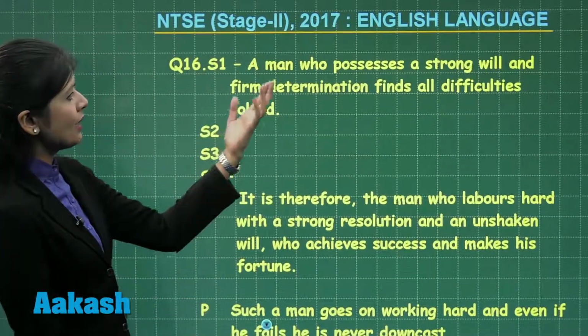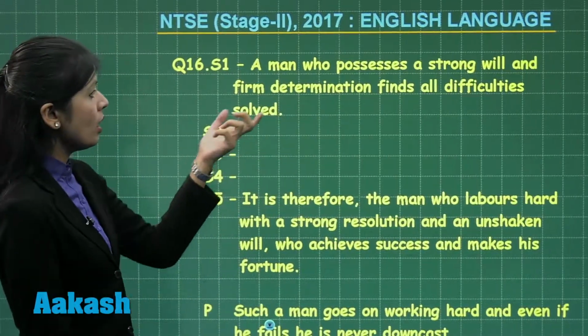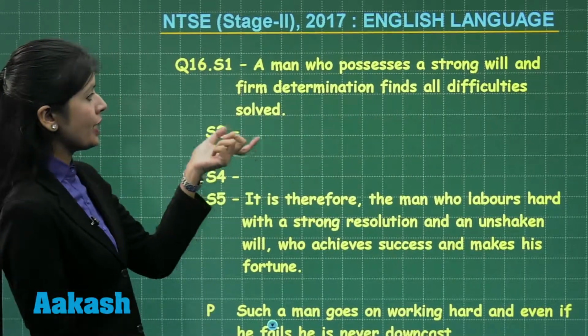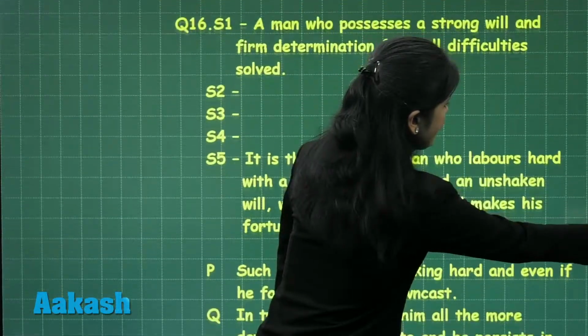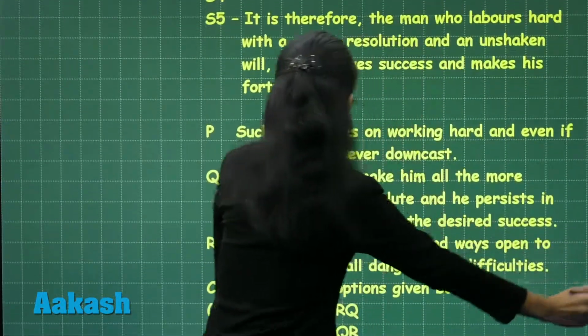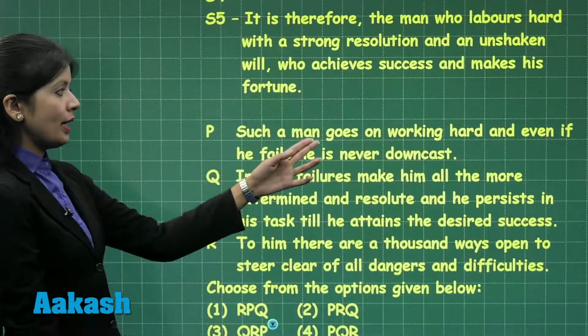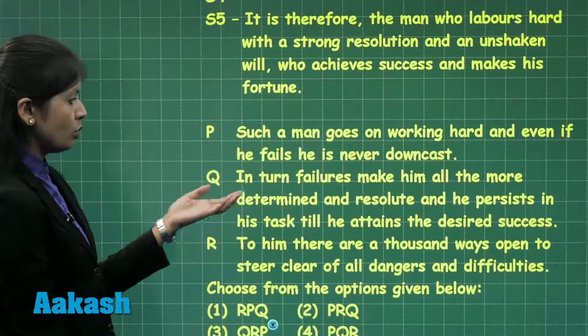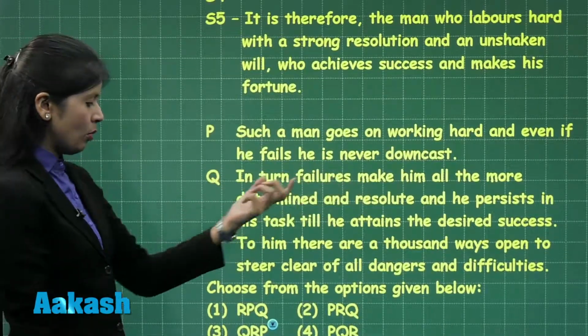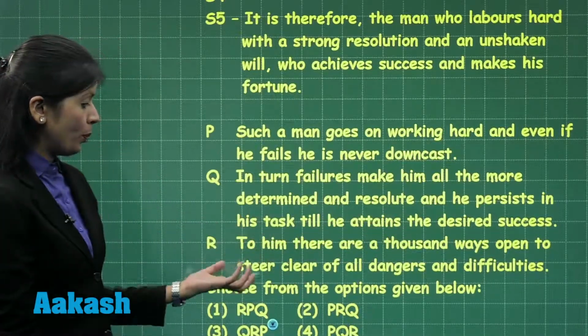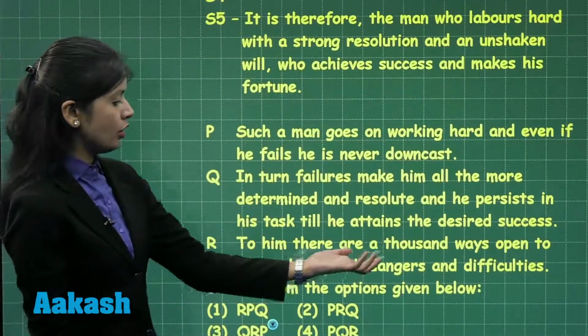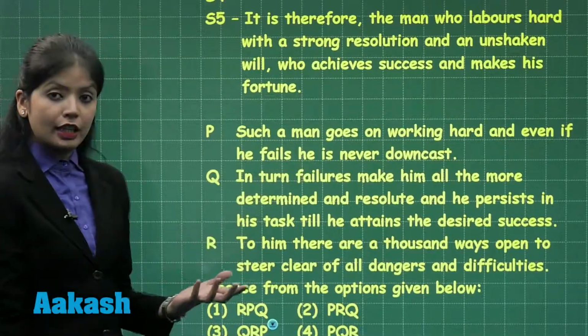Let's look at the first line. A man who possesses a strong will and firm determination finds all difficulties solved. Now when we look at the three sentences which are given to us, you have option P, such a man goes on working hard. Option Q, in turn failures make him. Option R, to him there are 1,000 ways to steer clear of all dangers and difficulties.